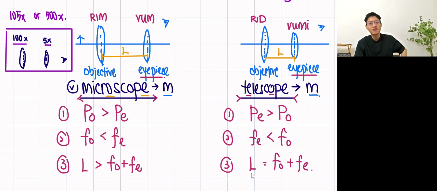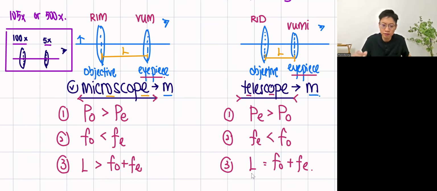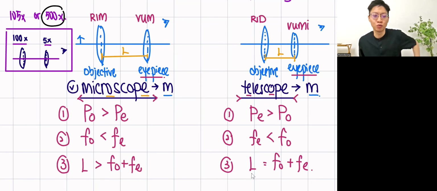Okay, guys, imagine if I put two lenses like that. One is 5x, the other one is 100x. Will my final be 105x or 500x? Obviously it will be 500x, right? Correct? You know, right?